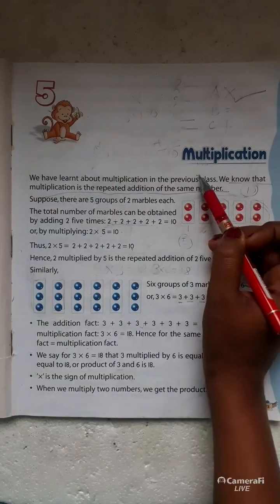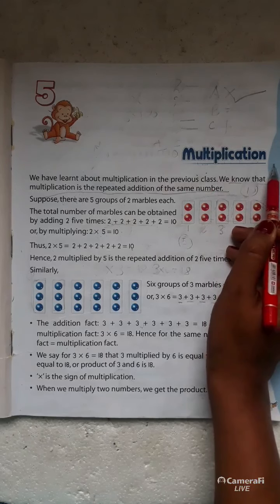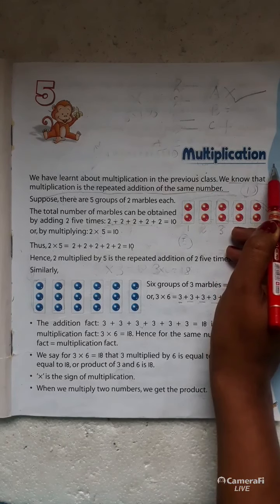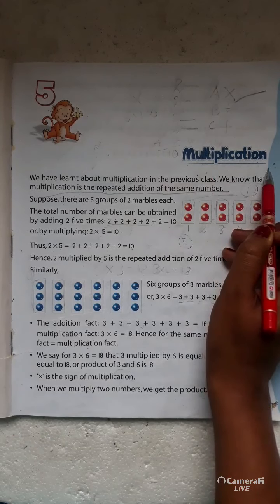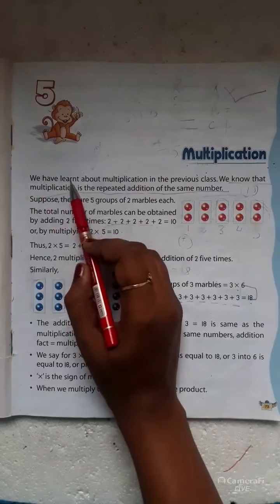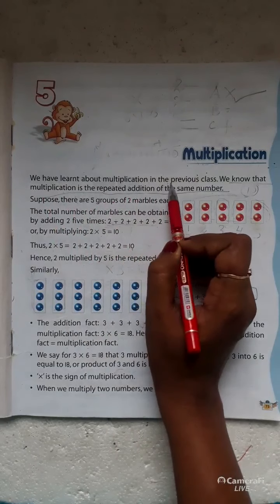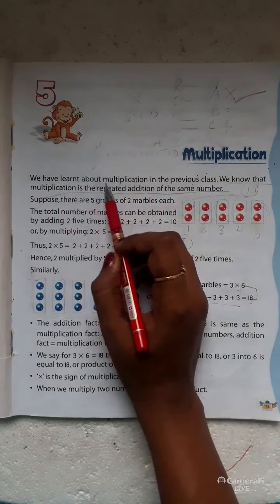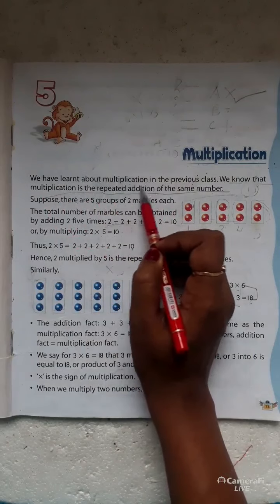Today in our maths recorded class, we will discuss chapter 5. The name of the chapter is multiplication. So you see, we have learned about multiplication in the previous class.